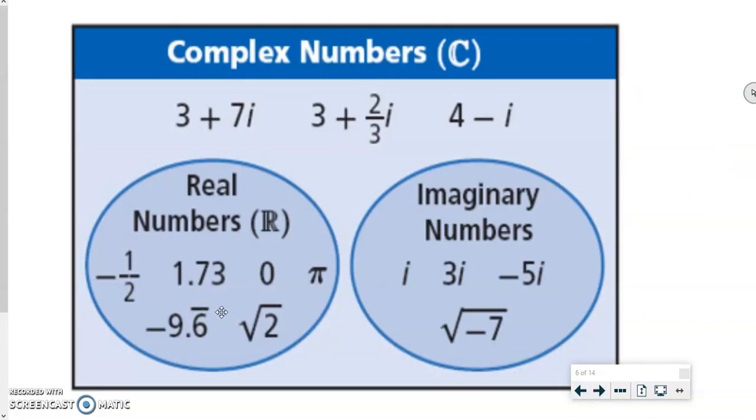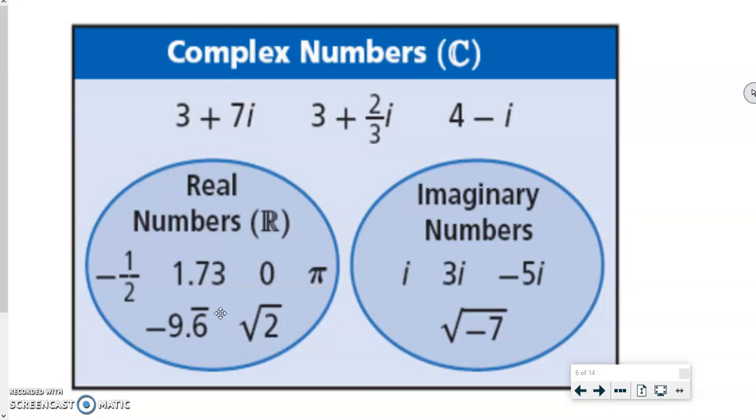Complex numbers are 3 plus 7i. The 3 is the real part, the 7i is the imaginary part. 3 plus 2/3 i, again 3 is the real part, 2/3 i the imaginary part, and 4 minus i, again 4 is the real part, -i the imaginary part.